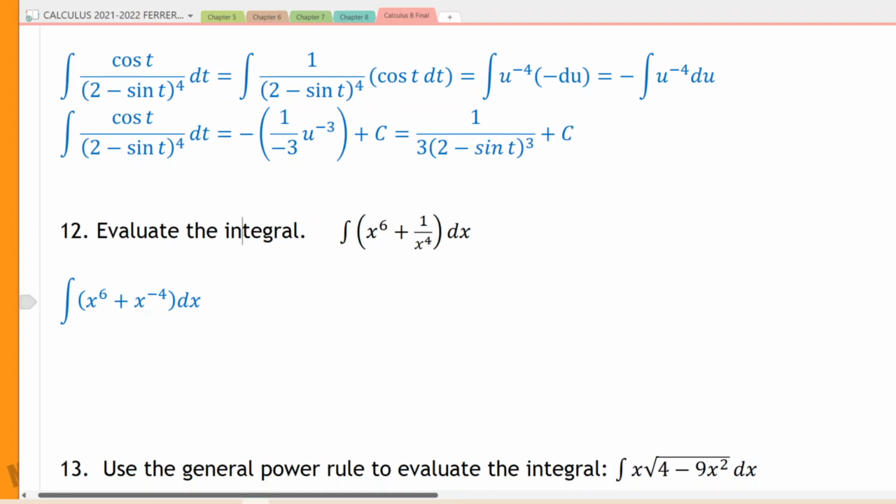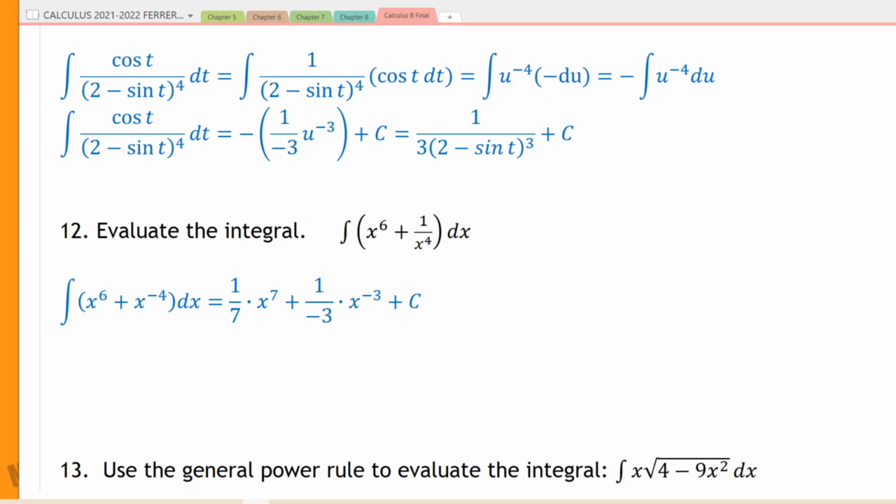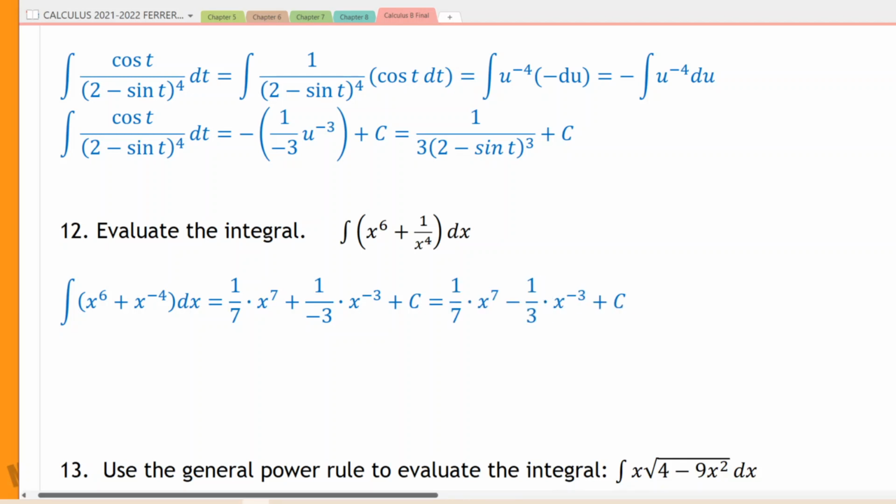Taking a look at each of the exponents, 6 plus 1 is 7. Negative 4 plus 1 is negative 3. We have a plus 1 over negative 3. We can simplify the negative sign, and then we can simplify that x to the negative 3 power. And then multiply those fractions through. And that does it for number 12.